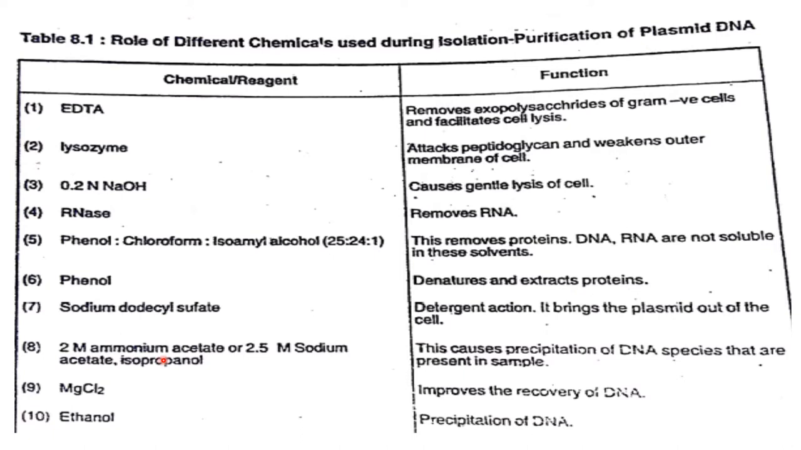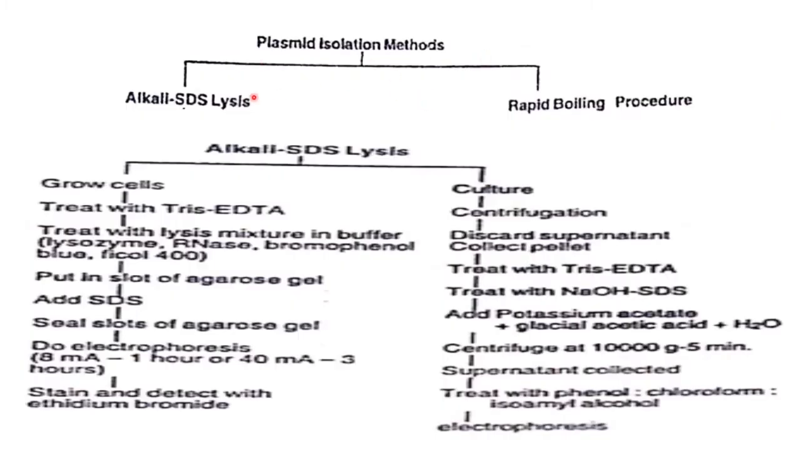2 molar ammonium acetate or 2.5 molar sodium acetate with isopropanol causes precipitation of DNA species that are present in the sample. Magnesium chloride improves the recovery of DNA. Ethanol precipitation of DNA. Plasmid isolation methods are either alkali SDS lysis or the rapid boiling procedure.